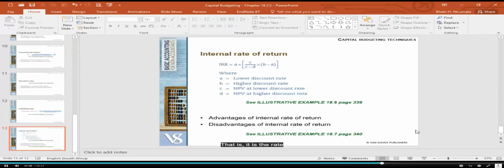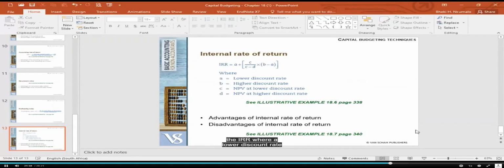You'll see when we do CVP, how to work out the break even. This means that the IRR, not ARR, is where the total present value of the discounted cash flows is equal to the total present value of the cash outflows of the project. So this is how they show the IRR, where A is the lower discount rate, B the higher discount rate, C the NPV at the lower discount rate, and D the NPV at the higher discount rate.